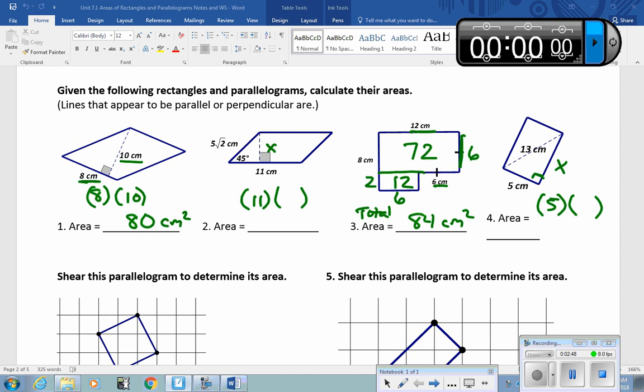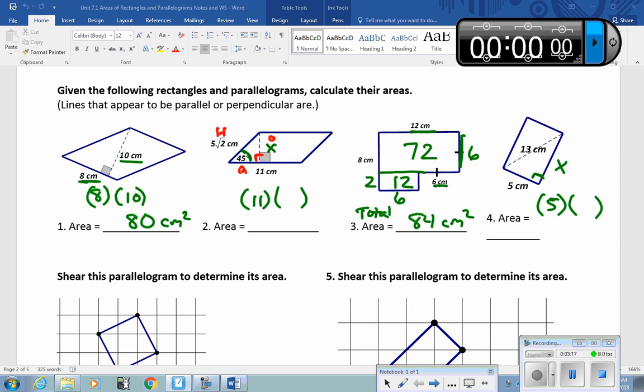Now for 2, because there's an angle measurement of 45, I want to use either sine, cosine, or tangent. The first thing I'm going to do is label my sides. I know I have the hypotenuse here, because my right angle is in the corner. X is my opposite side. And then down here would be my adjacent. So I have 45 degrees and I have the opposite and hypotenuse, so I want to use the sine formula.